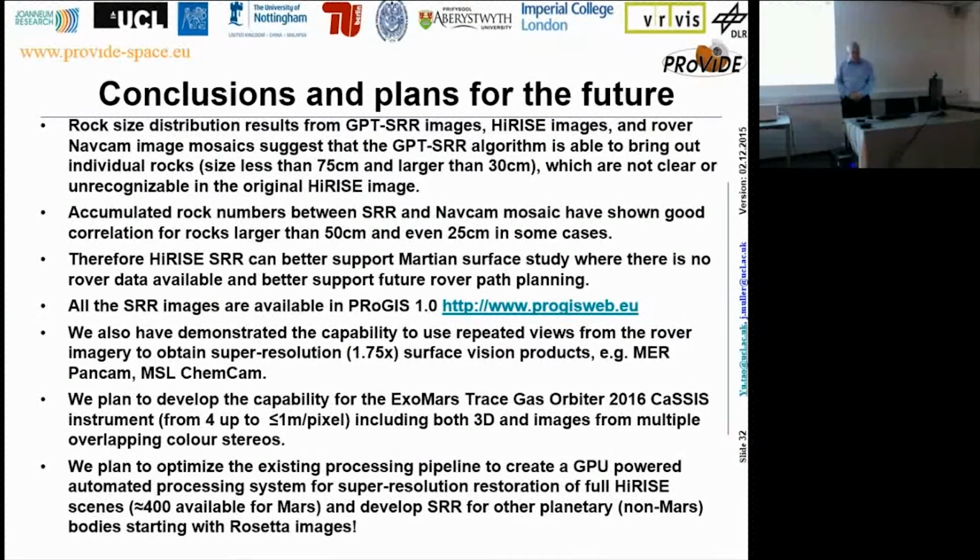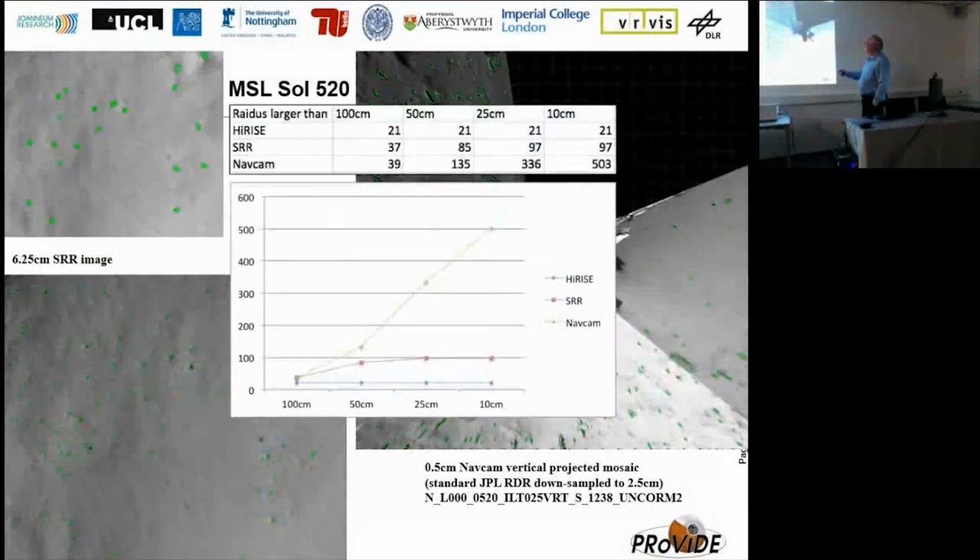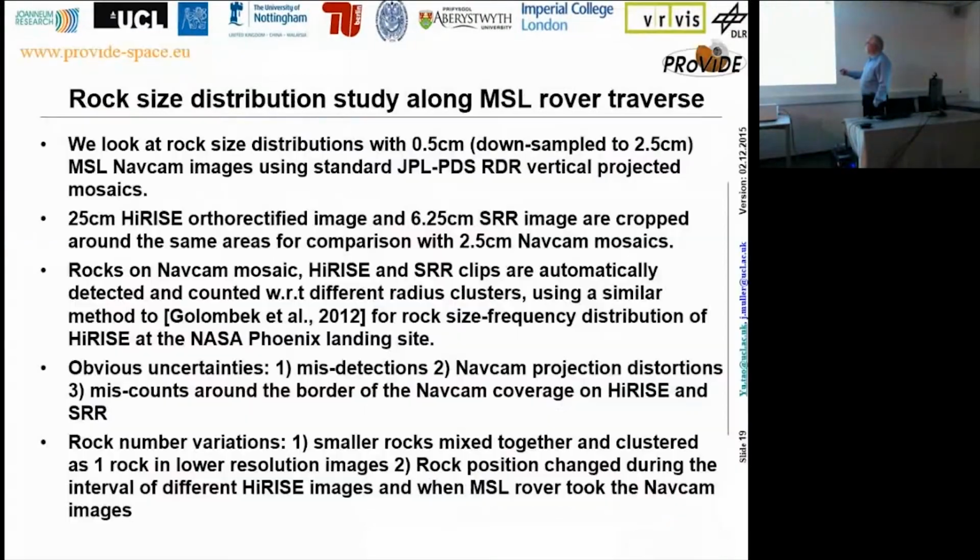When you're showing the rover track width, the super res had a systematically smaller measurement. Why would it be systematic? Not noticed it, but let's have a look at it.